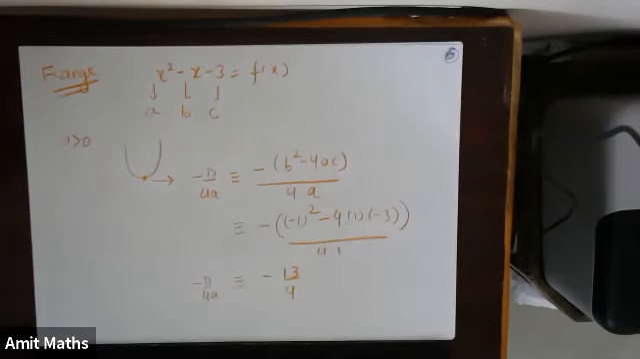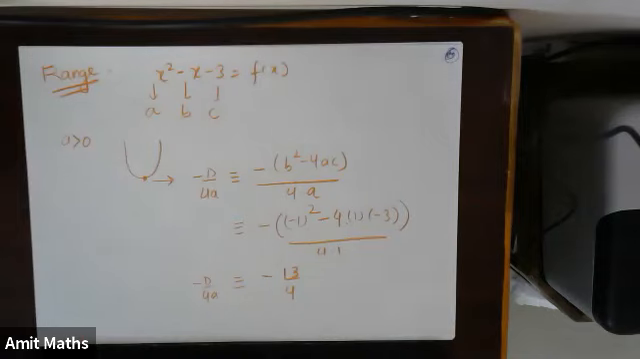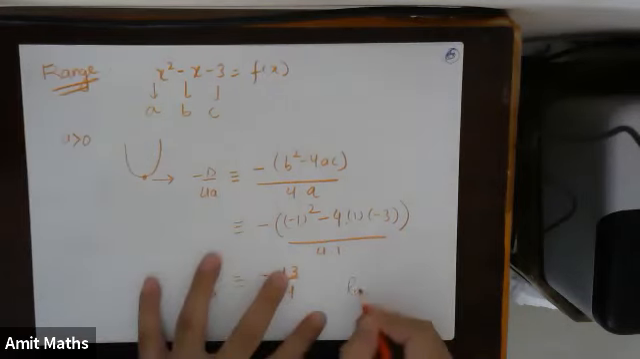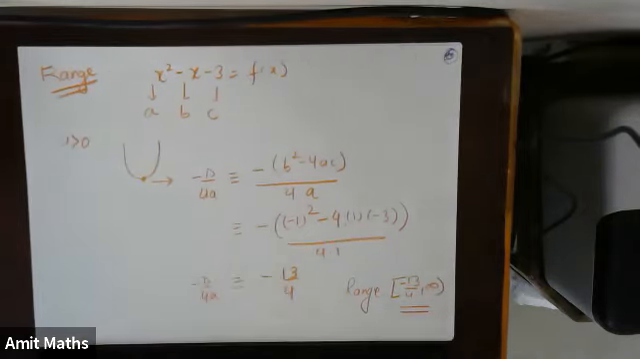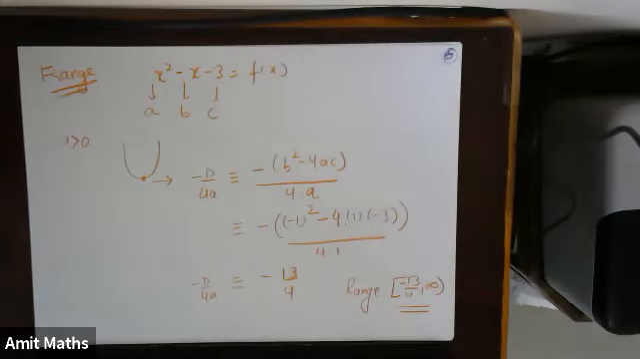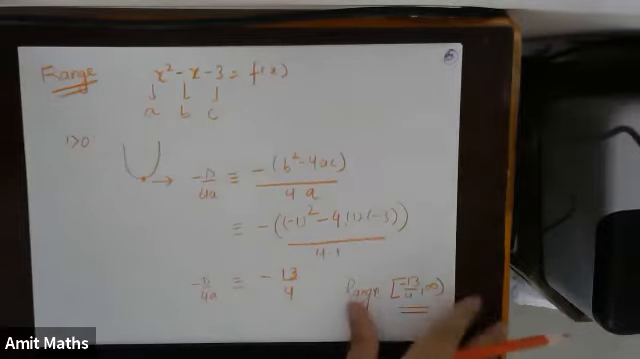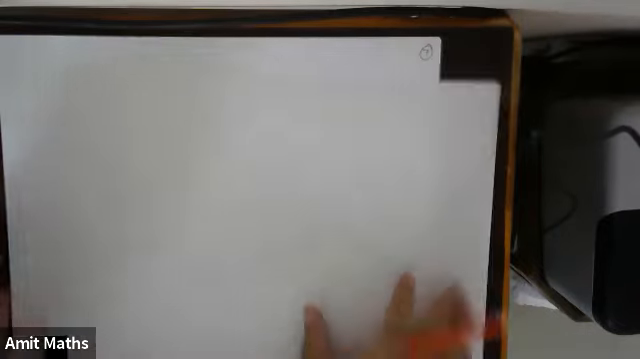If this is the minimum value and it is moving up till infinity, what will be the range of this particular function? The range of this particular function will become closed bracket minus 13 by 4 till infinity. Understood? Okay. Fine. Now let's do a next question on the same concept.